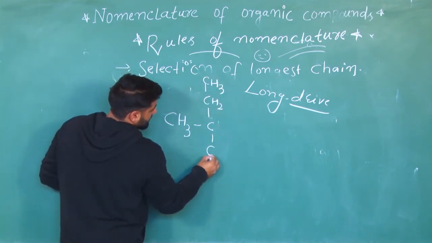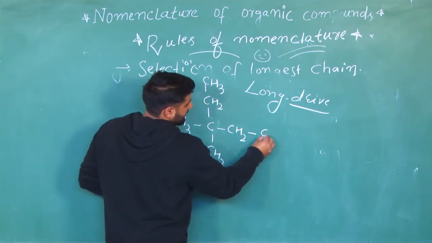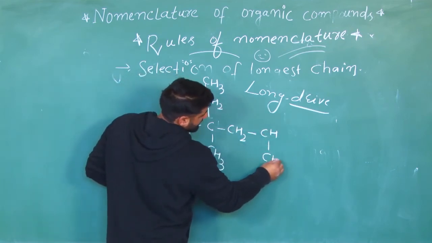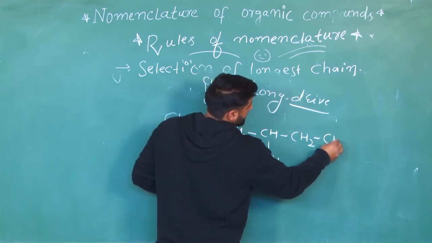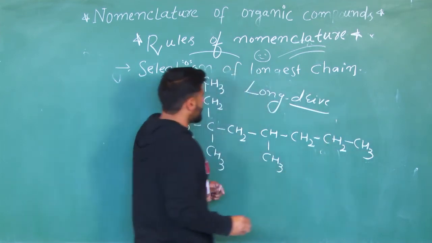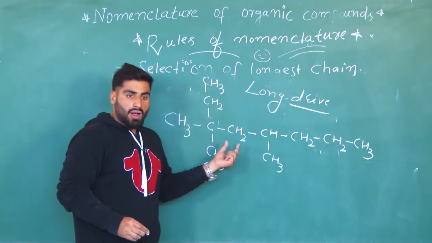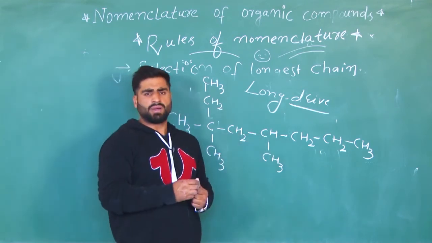CH3. This is CH3. This is CH2. This is CH. This is CH3. This is CH2. This is CH2. And here we have CH3. Suppose this is a hydrocarbon, because we have hydrogens and carbons.